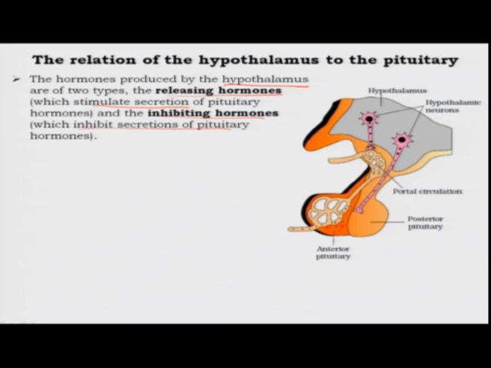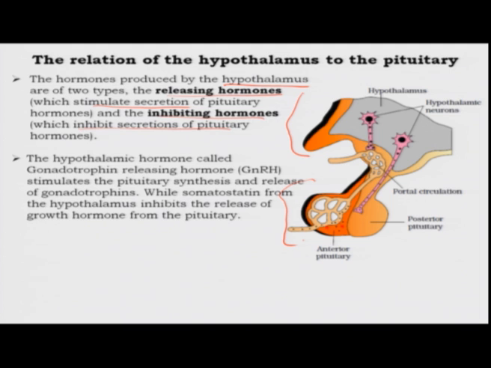certain pituitary hormones. So, this is a diagrammatic representation of the hypothalamus and the closely associated pituitary gland, which is there in the brain. The hypothalamic hormone, an example of this releasing hormone, is the gonadotrophin releasing hormone, which is in short known as GnRH.